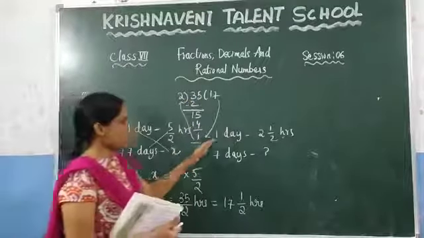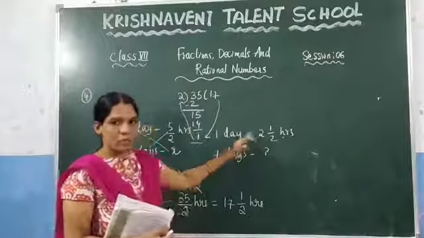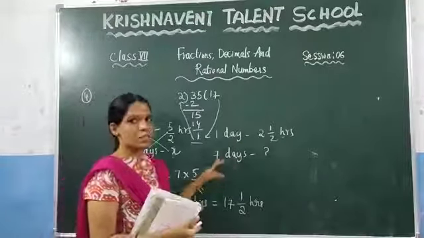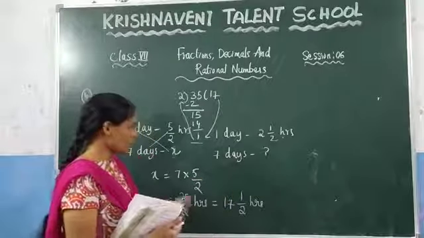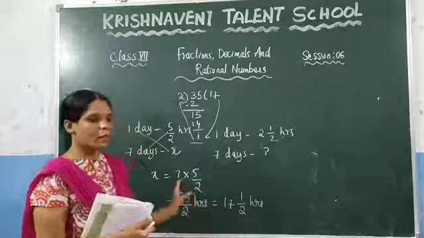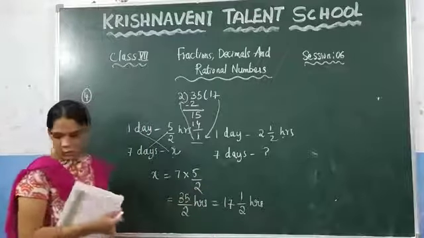here in one day she is taking 2.5 hours for her embroidery. She wants to complete her embroidery in 7 days. So how many hours does she need to take here? 17 1/2 hours she needs to take to complete her embroidery. This is the question. Now write the answer.